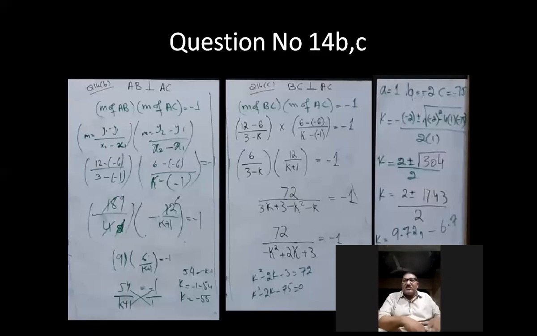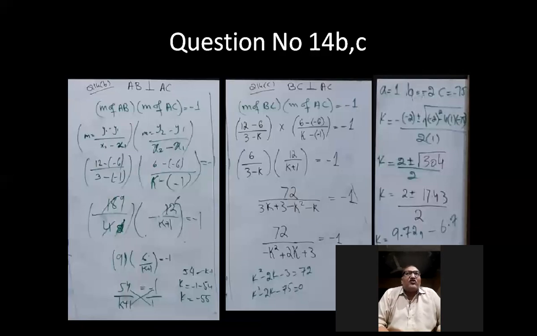So we will apply the quadratic formula. The value of A here is 1, the value of B is -2, and the value of C is -75. K is equal to minus B plus minus under root B square minus 4AC, whole divided by 2A. Just substitute these values here. So at the end, when you do this quadratic formula, the K values will be 9.72 and -6.7.